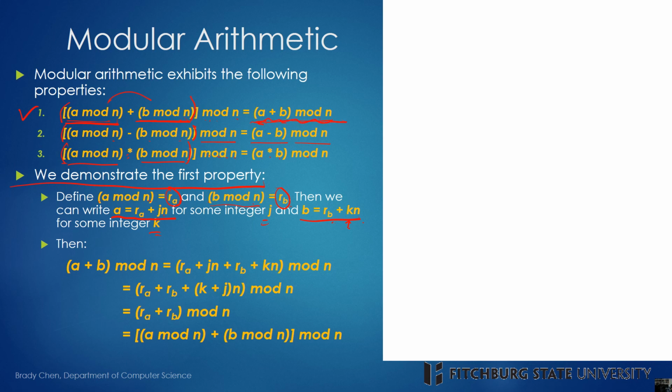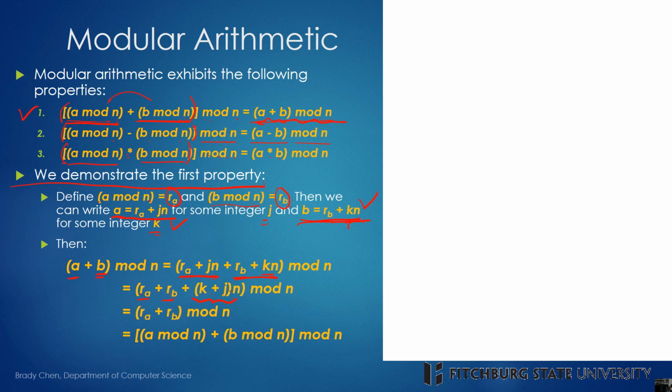Now, once we define this, we start from (A plus B) mod n. So (A plus B) mod n is the same as, substituting A with Ra plus Jn and B with Rb plus Kn. Then we can combine Ra plus Rb, and combine Jn and Kn, and take the common factor out, right? So it becomes Ra plus Rb plus (J plus K) times n, mod n.